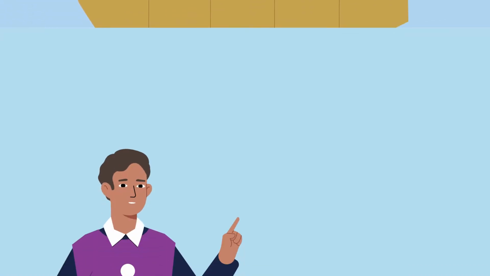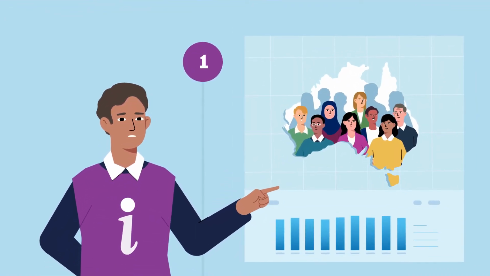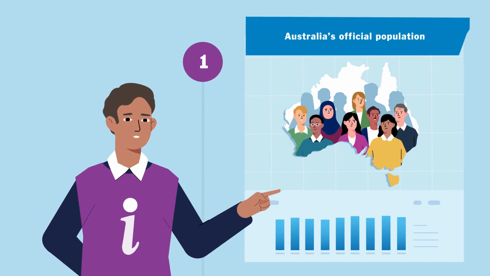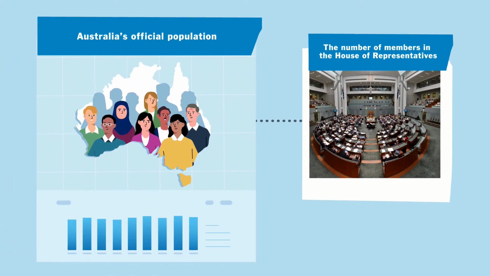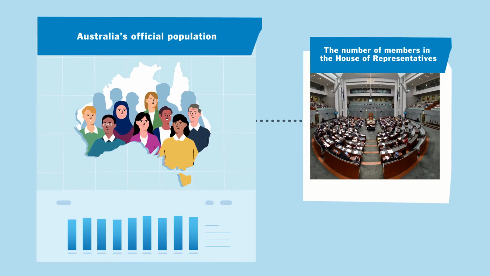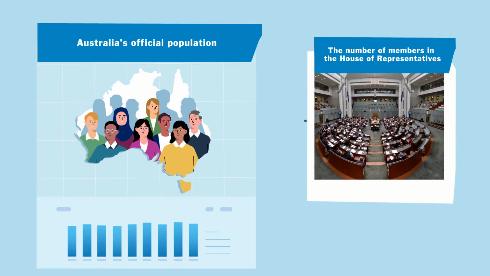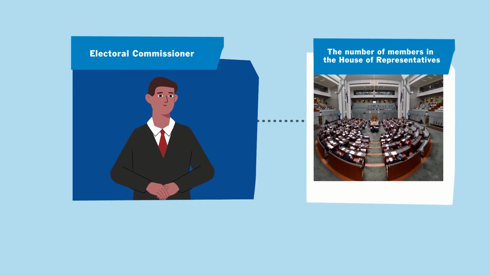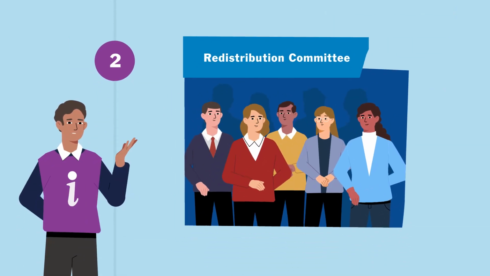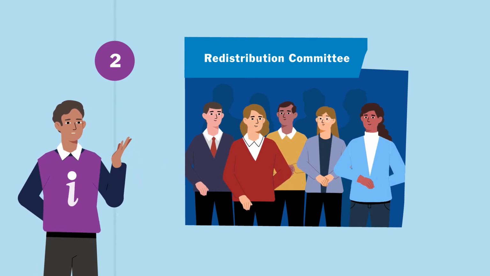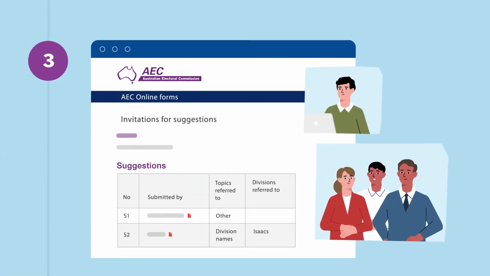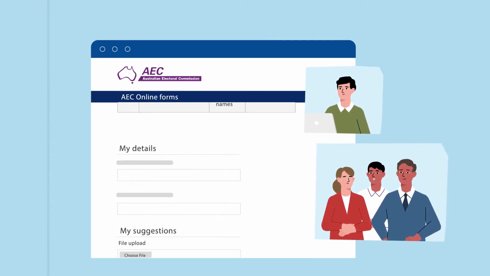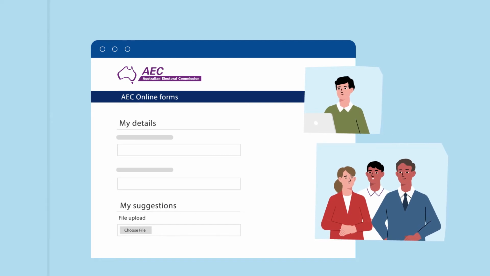Here's how redistribution works. Step 1. The Electoral Commissioner uses Australia's official population to determine the number of members in the House of Representatives and the number of electorates each state is entitled to. If necessary, the Electoral Commissioner directs that a redistribution takes place. Step 2. A redistribution committee is appointed. Step 3. The Electoral Commissioner invites interested people and organisations to submit suggestions for the redistribution. These submissions are made available to the public for feedback.